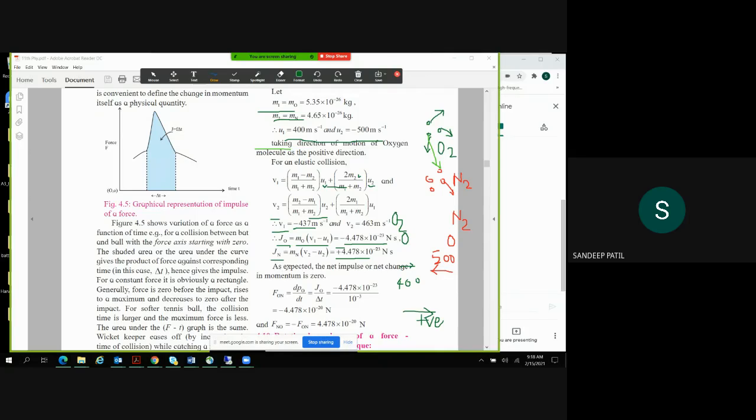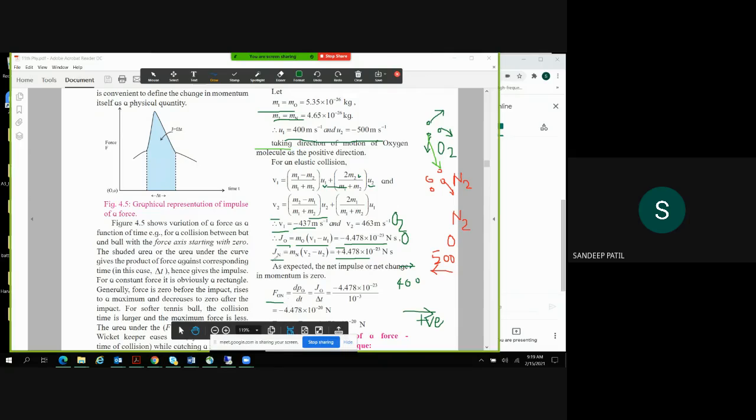As expected, the net impulse or net change in momentum is zero, right? Net momentum change is zero. So we are not losing any momentum here and there. And we know that from conservation of linear momentum, momentum before and after remains the same. So the force happening while colliding between two molecules is nothing but impulse divided by time, right? Change in momentum with respect to time is nothing but force.